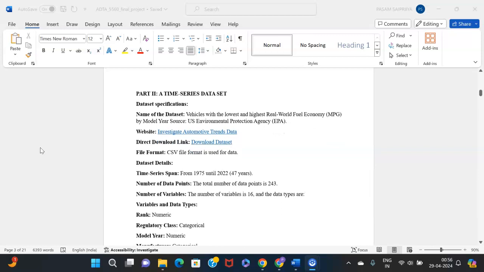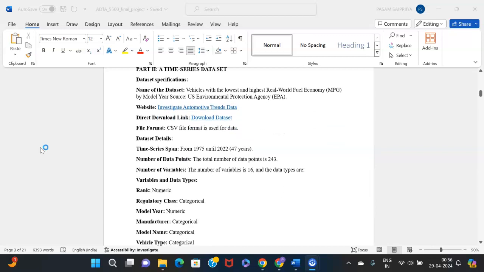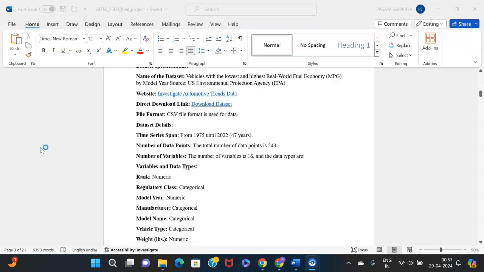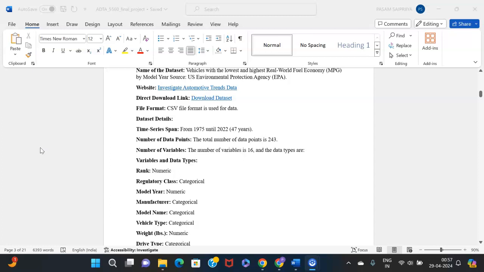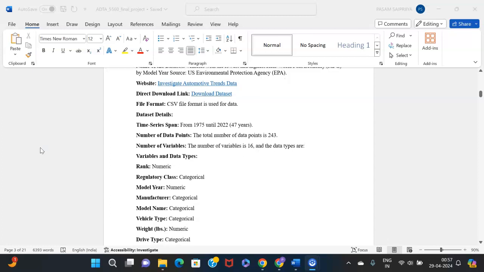Part 2, a time series dataset. The specifications of this dataset are: the name of the dataset is vehicles with the lowest and highest real world fuel economy by model per year; the source is the US Environmental Protection Agency; the website is Automotive Trends Data, and the download link is Download Dataset; and the file format used for this data is CSV.